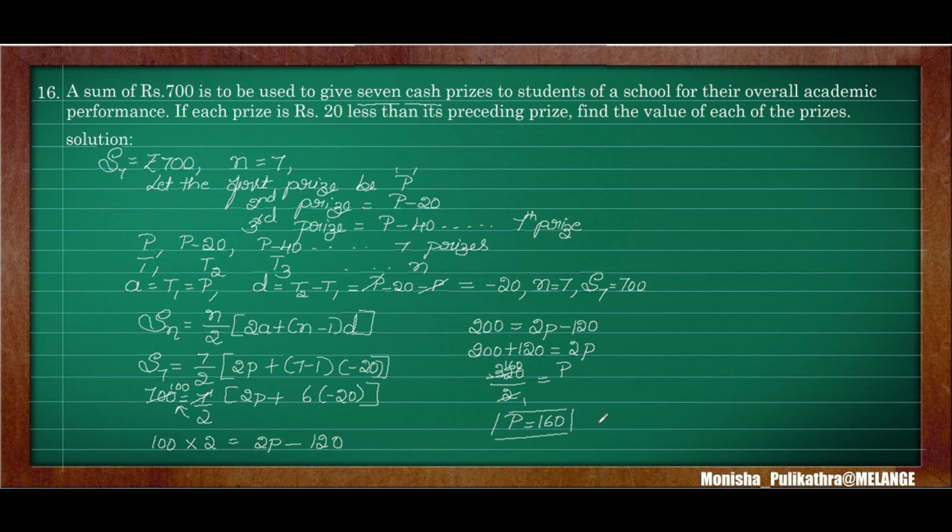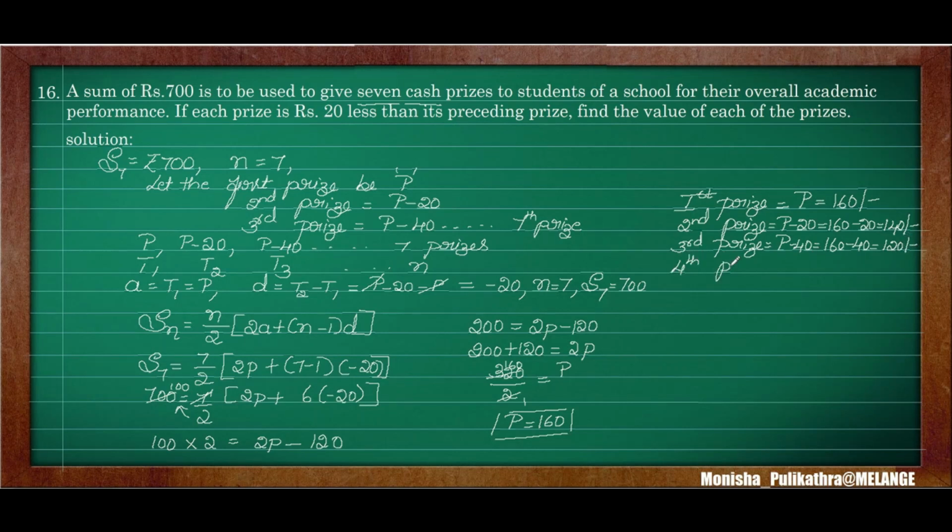So now we need to find the cash amount for each of the prizes. Okay. The first prize is p, that is equal to 160 rupees. Then the second prize is p minus 20. Therefore 160 minus 20 is 140 rupees. The third prize is p minus 40, that is 160 minus 40, which is equal to 120.